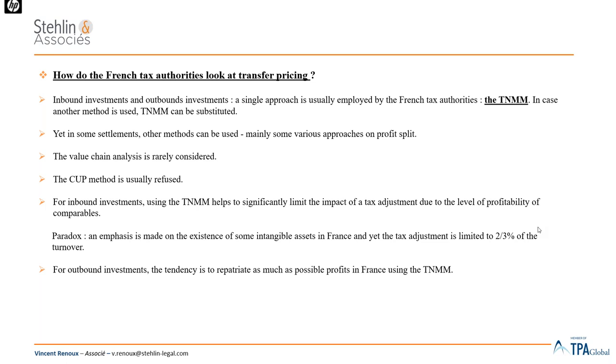And we don't have in France, I think, so many groups that are using a profit split approach. But the tax authorities, they know this, but they don't like it too much. We had a session in TPA about the value chain analysis. This is rarely considered by the French tax authorities because they are so much focused on the TNMM. We will see later on that probably this is going to change when we discuss the OECD work, in particular on the GAFA and on Pillar 1. But in the current tax audits, the TNMM is really the golden rule, as I just mentioned before.